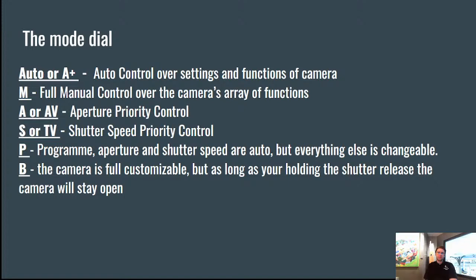If you want to make shutter priority and aperture is auto, you can do that. B is bulb. The camera's fully customizable, but the biggest thing with it, as long as you're holding the shutter release open, the camera will stay open. Great for long exposures, which I don't know if we talk about in this class. It might be more for intermediate.